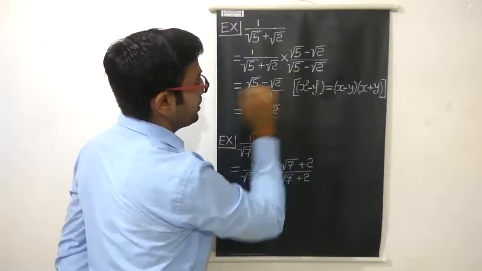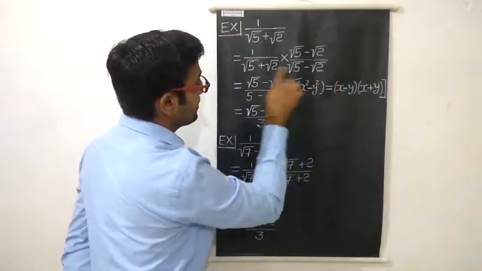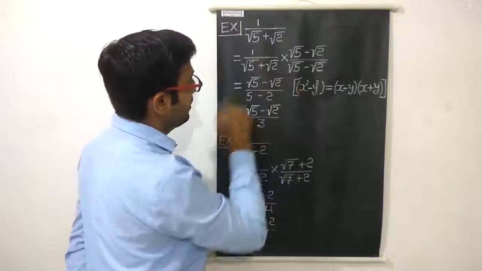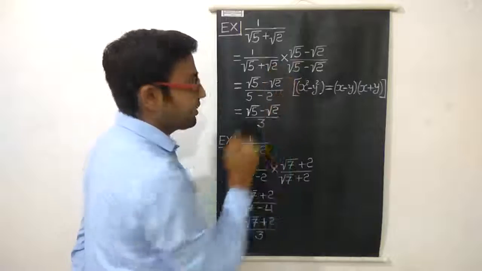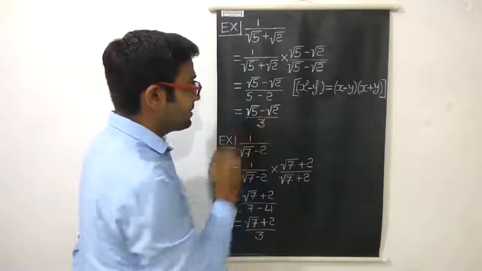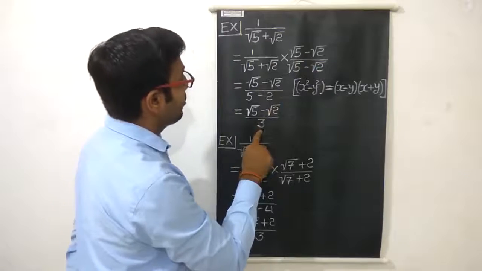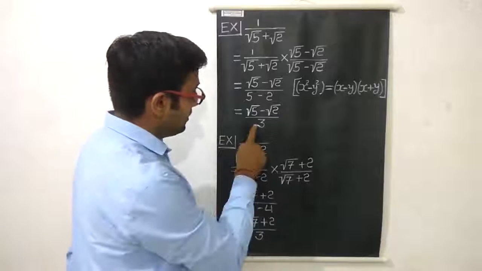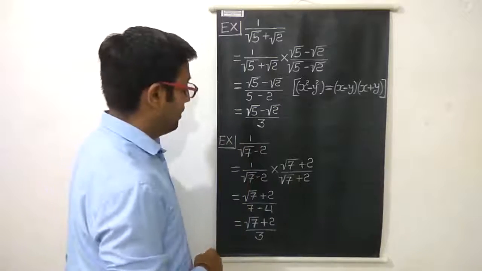First is same, second term is same, sign is different, so we can write down under root 5 square, that is 5, minus under root 2 square, that is 2. And 5 minus 2 is 3. Numerator remains as it is. So this is now converted into the rationalized denominator form. See, 3 is a rational number.